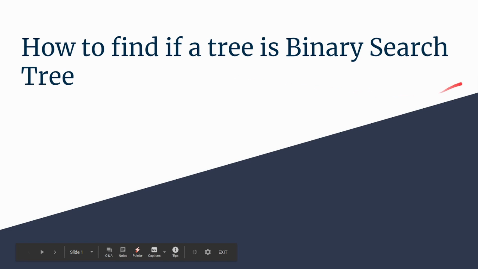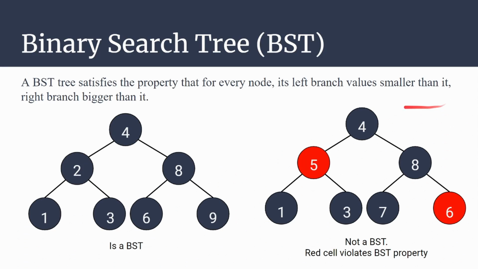How to find if a tree is a binary search tree. A binary search tree, or BST, is a tree that satisfies these properties for each node. The left branch needs to be smaller than it, and the right branch needs to be bigger than it. So you have a minimum.